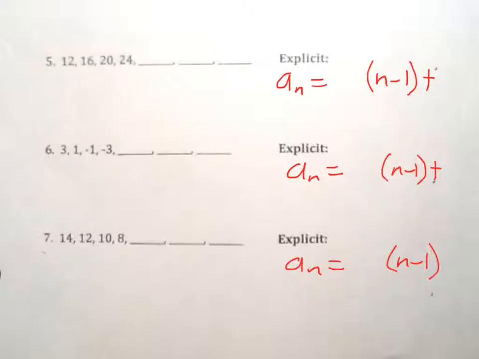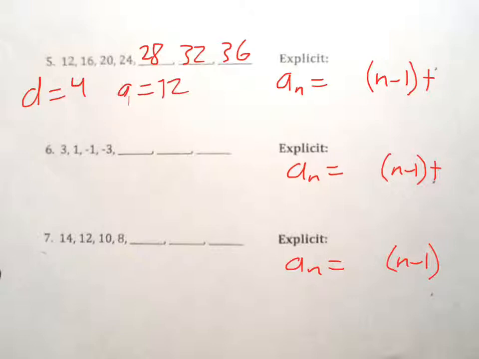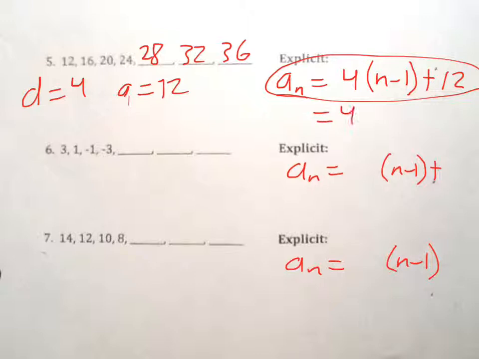Moving on to the next section, on 5, it has this pattern of adding 4 each time. So we're going to get 28, 32, 36. So our common difference is going to be 4. Our initial value is going to be that first number in the sequence, 12. So 4 goes in front of n minus 1, 12 goes on the end. So there's your basic explicit function for an arithmetic sequence. You can distribute that 4 through to get 4n minus 4, but I'm going to combine that with the plus 12 to get me plus 8. So there's a simplified form of it.